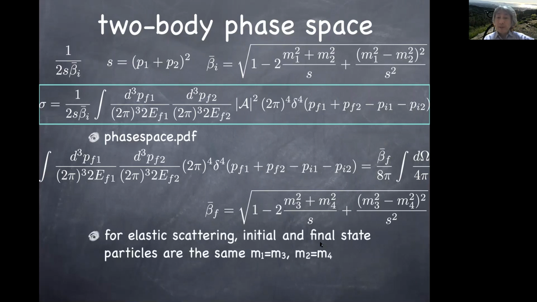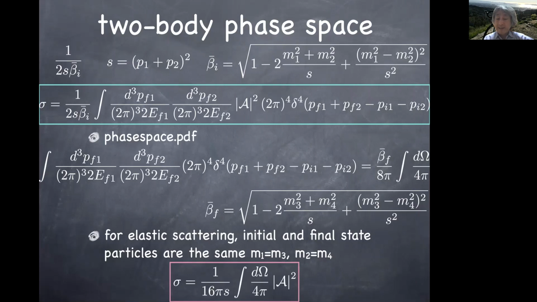So for the simple case of elastic scattering, the initial and final state particles are the same. So M1 is the same as M3, and M2 is the same as M4, because beta bar I and beta bar F are the same analytical expressions. If the masses are the same, they are really the same. So beta bar F coming from the phase space integral and beta bar I in the flux factor cancel. So this case is really simple.